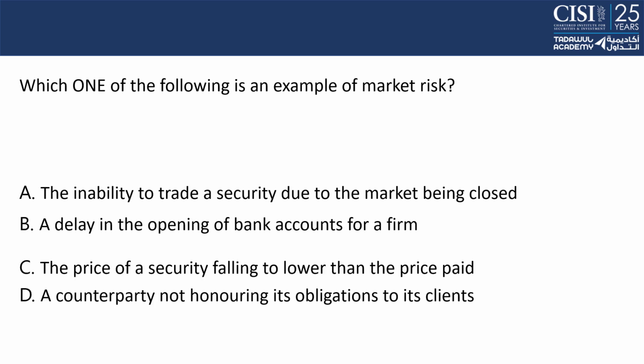Which one of the following is an example of market risk? A. The inability to trade a security due to market being closed. B. A delay in the opening of bank accounts for a firm. C. The price of a security falling to lower than price paid. D. A counterparty not honoring its obligations to its clients. Right? So the price of a security falling to lower than the price paid is an example of market risk.